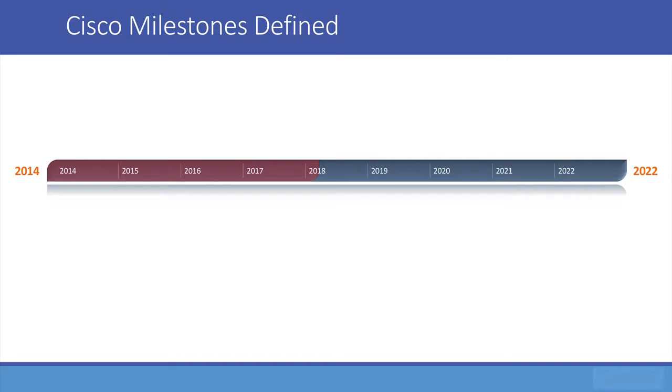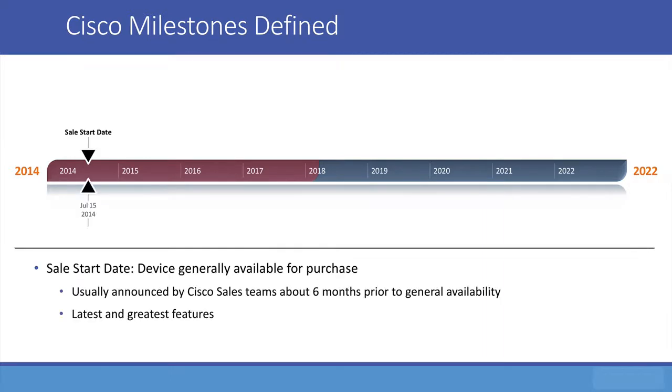And we're going to walk through this timeline and look at the various milestones that happen across this life cycle and this date period as it relates to Cisco's milestones and the various announcements Cisco will make across this life cycle. So the first is a sales start date. This is usually announced 6 months before the actual sales start date by the Cisco sales team. And that is when the device generally becomes available for purchase. Of course, with the latest products, you get all the latest features and functions associated with the particular Cisco product or solution.